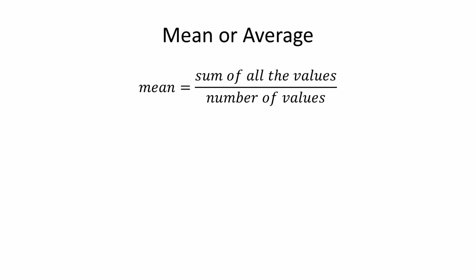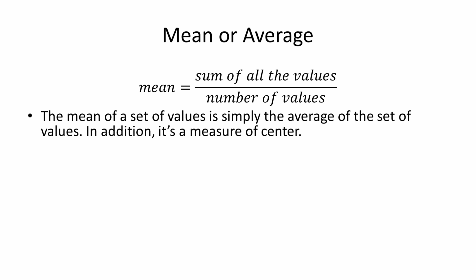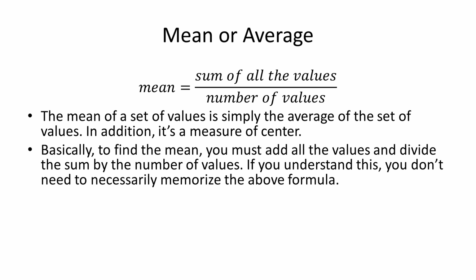Mean is equal to the sum of all the values divided by the number of values. The mean of a set of values is simply the average of the set of values. In addition, it's a measure of center. Basically, to find a mean, you must add all the values and divide the sum by the number of values. If you understand this, you don't necessarily need to memorize the above formula.